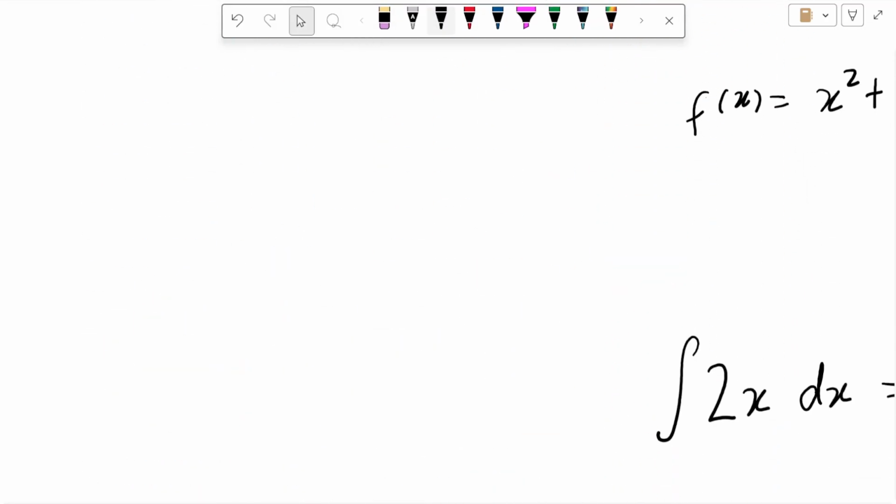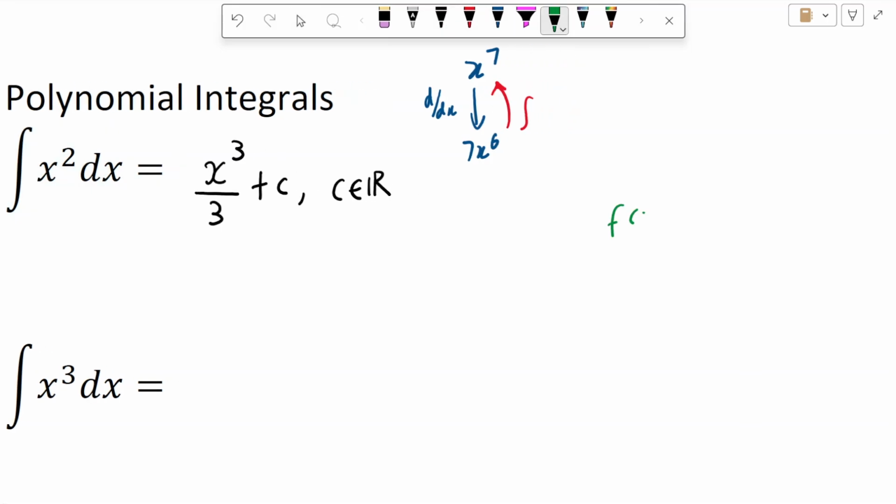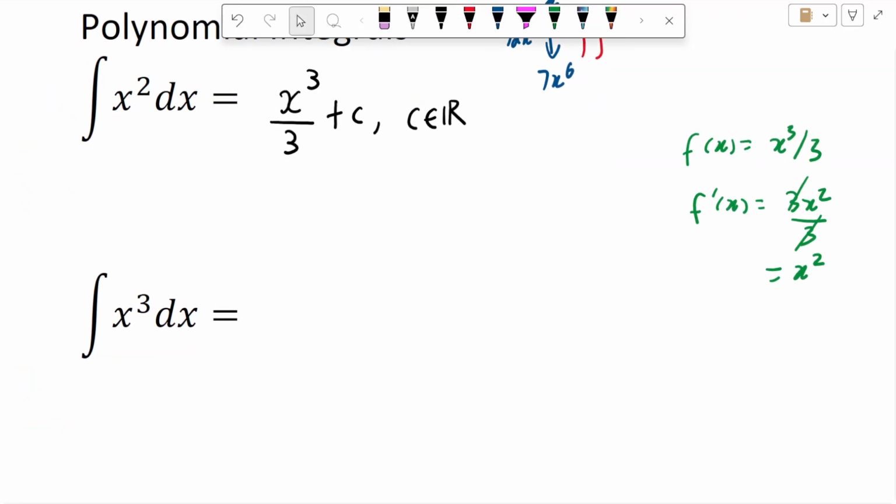Now, just in case you don't believe me that that is the integral, we imagine taking a function like x cubed over 3. The plus c value doesn't matter too much. If I want the derivative of that, it's going to be 3x squared over 3. The 3's will cancel, and you got x squared. So I've managed to get the thing that I started with. Okay, integral of x cubed. It's x to the 4 over 4.